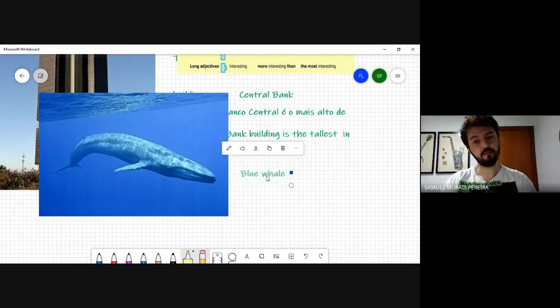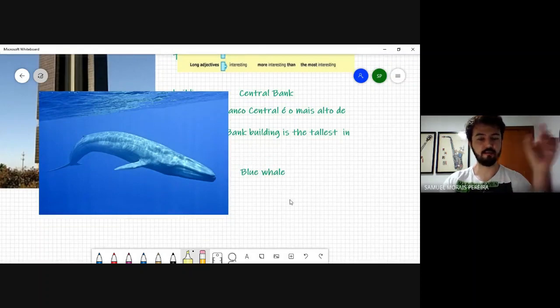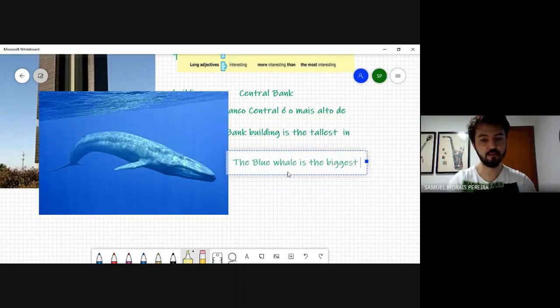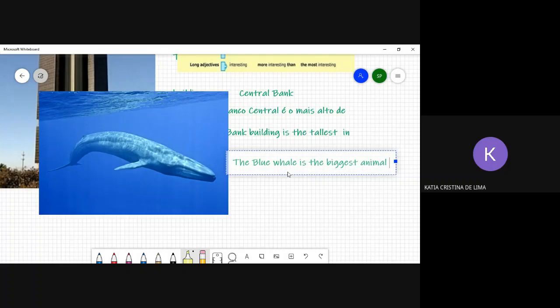Katia, how do you say this sentence? A baleia azul é a maior baleia do planeta. Na verdade, é o maior animal do planeta. How do you say that? The blue whale is the biggest animal of the planet. Biggest, exactly. The biggest animal of the planet.